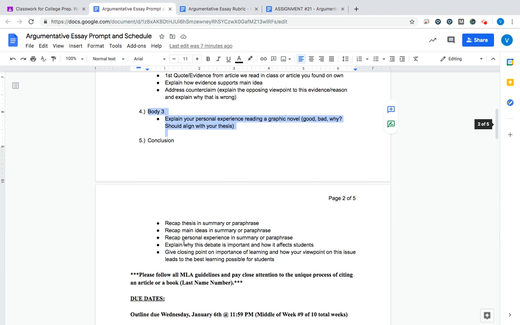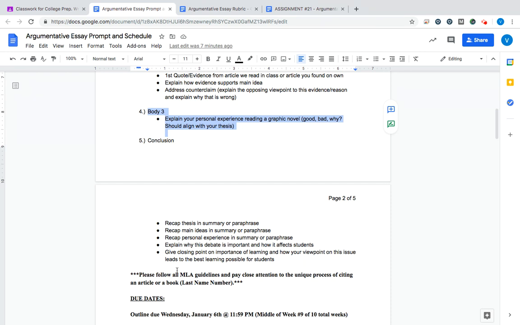And then finally, we have our conclusion paragraph. You are recapping and then basically closing on the idea of why this is important, how it affects students, how it affects learning, and how your option is going to most positively affect the learning of students in classrooms.